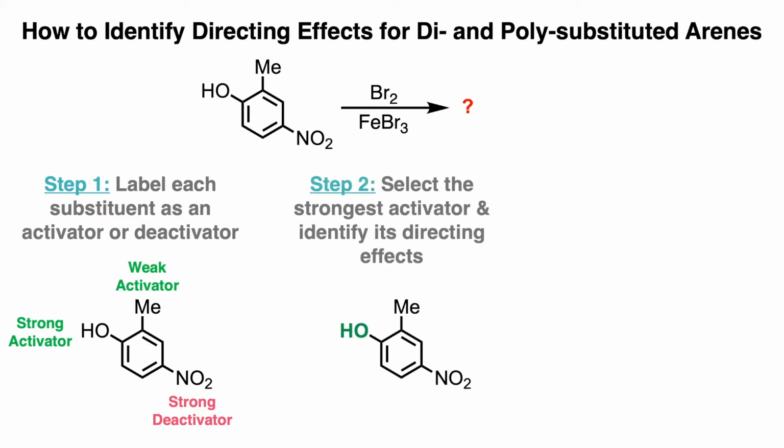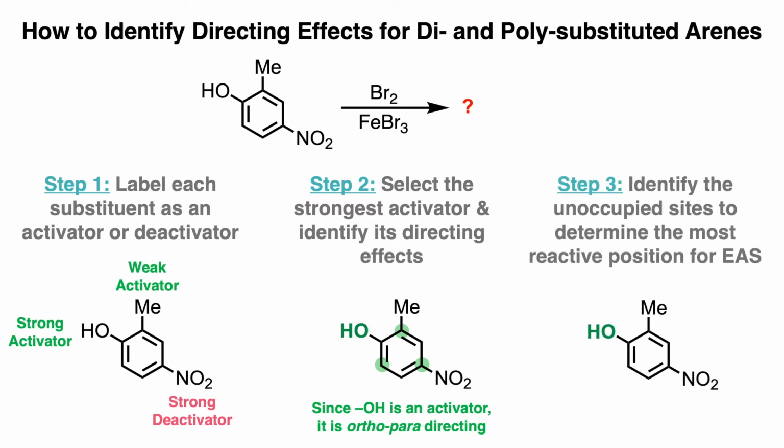In the second step, select the strongest activator, then identify its directing effects. Of these 3 substituents, the hydroxyl group is the strongest activator, and since OH is an ortho-para directing group, let's take note of where the ortho and para positions are with respect to the alcohol group.